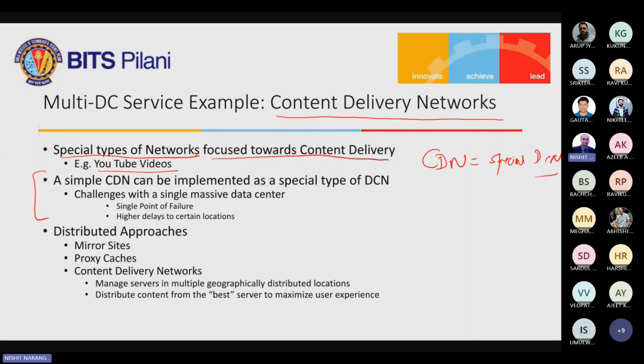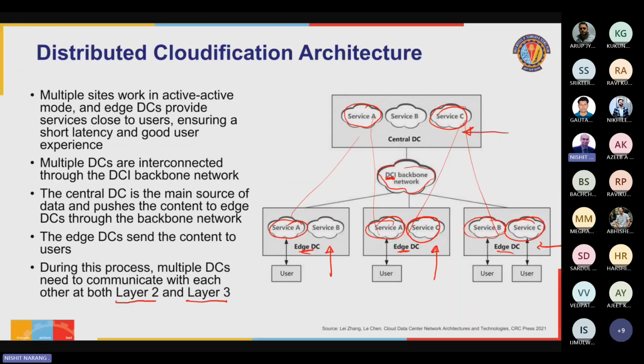So content delivery networks are a perfect example of a multi-site data center network. I need distributed data centers across the globe which can work together, as we saw over here, following the distributed cloudification architecture. For me as a customer, as a user, I'm connecting to the cloud. This is the Netflix or YouTube cloud.